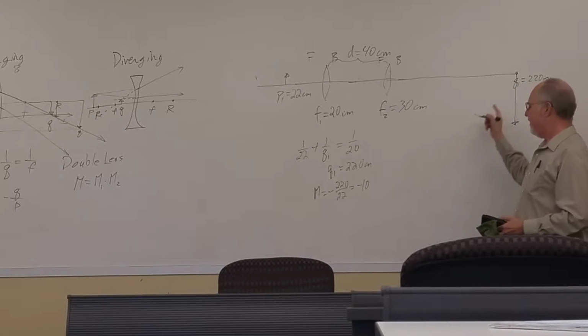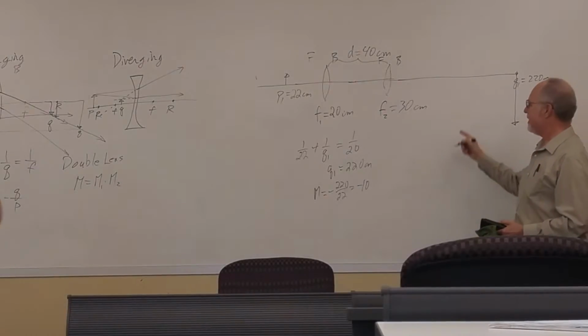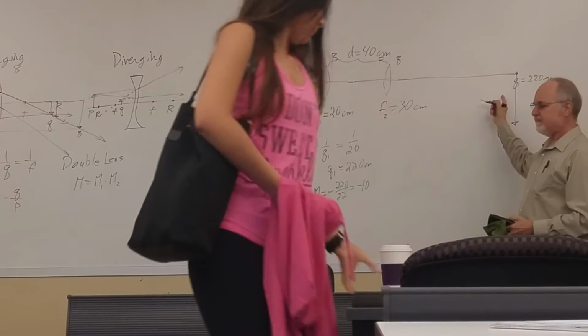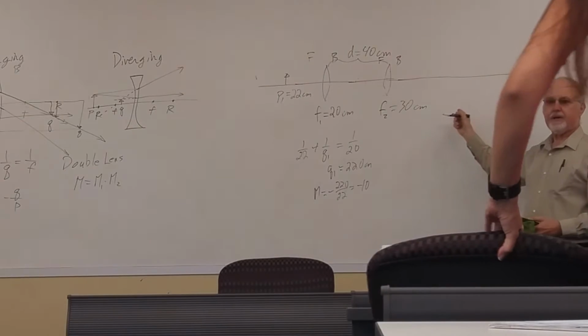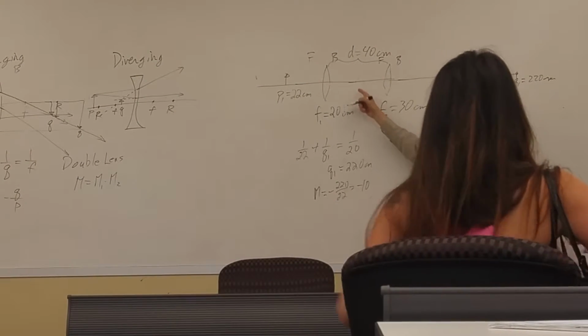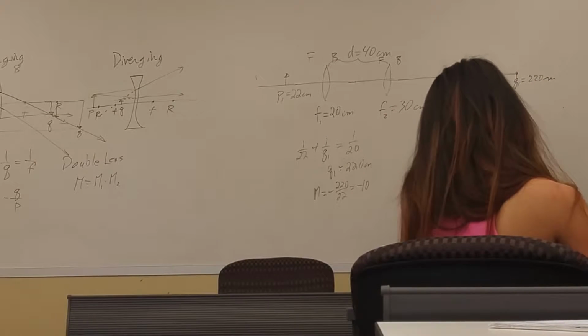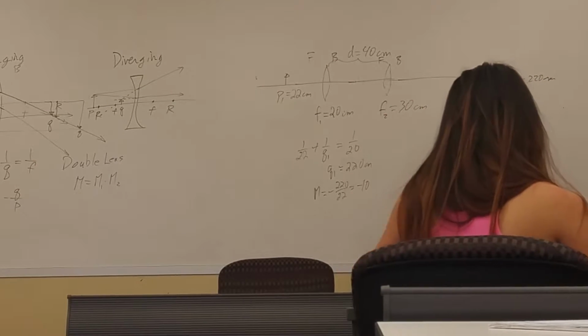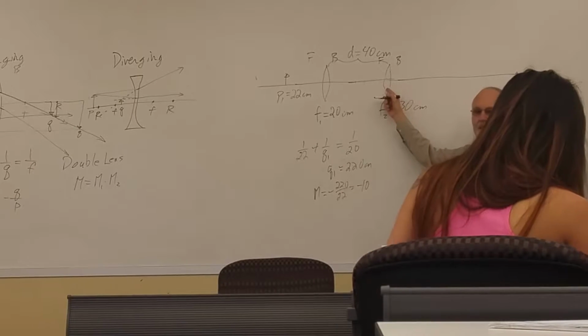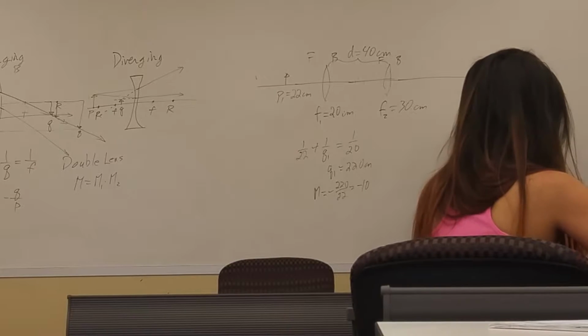But again, this image is the object of the second lens. Now, in reality, this image never appears, because before the light can get out to there, it's going through the second lens and creating the final image. But we can still work through this pretending like the second lens isn't there. So here's our first image.